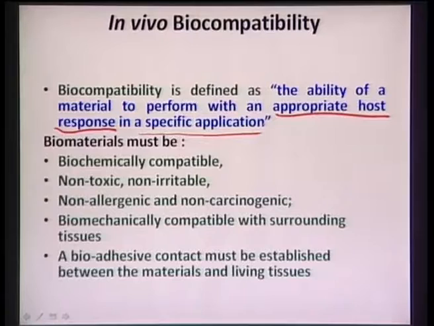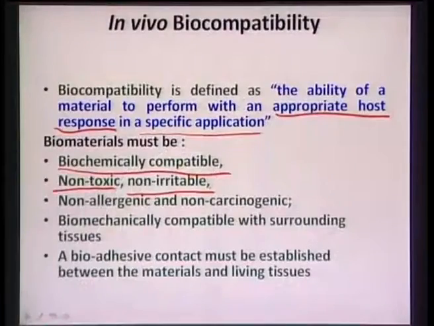Biomaterials must be biochemically compatible, that is the first important point. It should be non-toxic and non-irritable. Non-toxic means that at the cell level or gene level, there should not be any toxicity. Non-irritable means it should not cause irritation to any part of the body. Third, it should be non-allergenic and non-carcinogenic. It should not cause any cancerous effect, like activating cancerous cells, because if cancerous cells are activated, that means uncontrollable multiplication of cells will take place, which will cause the cancer to spread.